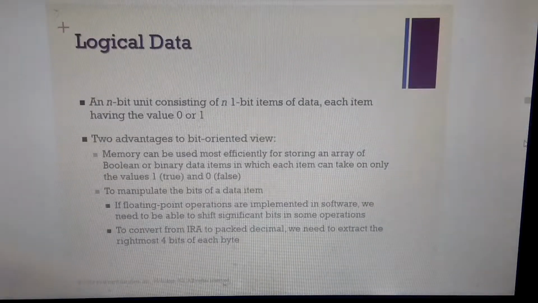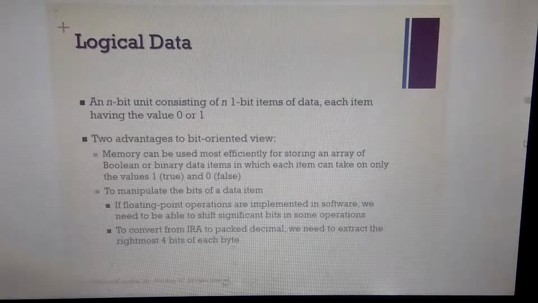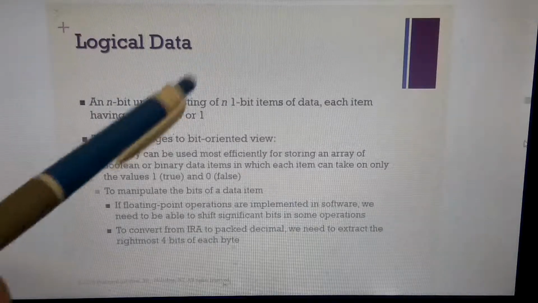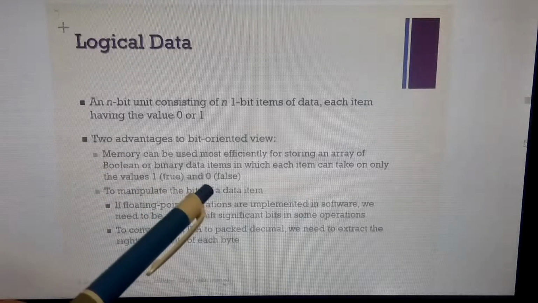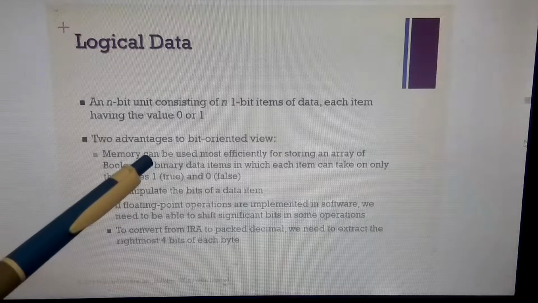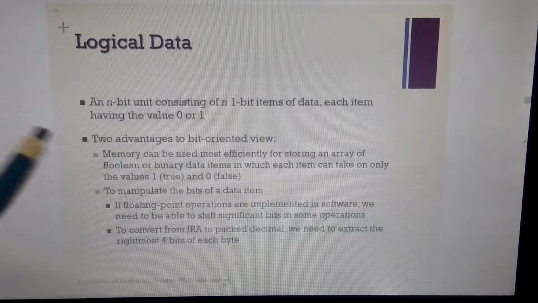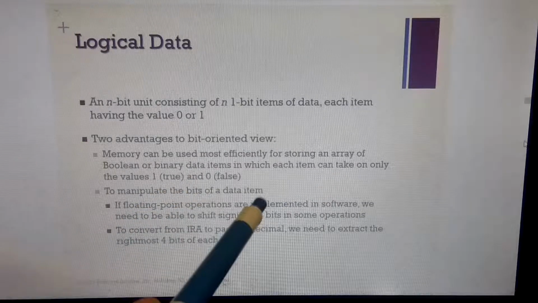Next, we'll look at the logical data. It is an n-bit unit consisting of n 1-bit items of data, each item having the value 0 or 1. There are two advantages to the bit-oriented view. The memory can be used most efficiently for storing an array of Boolean or binary data items in which each item can take on only the values 1, which is true, or 0, which is false. And it's easy to manipulate the bits of the data item.